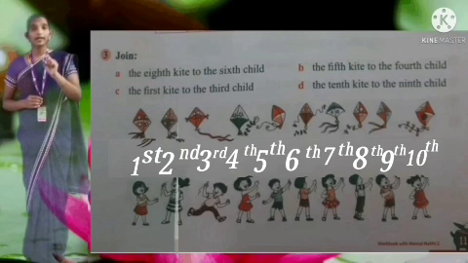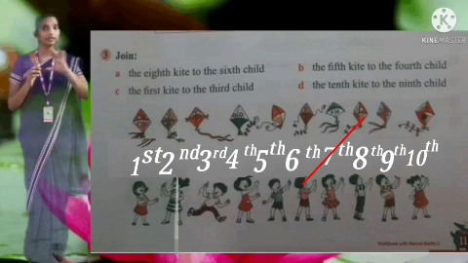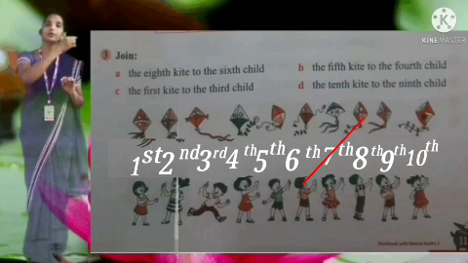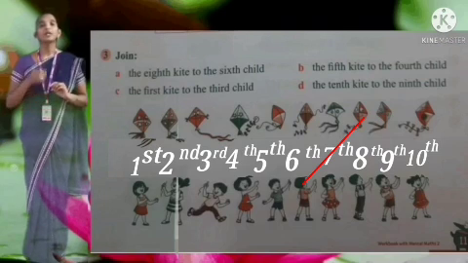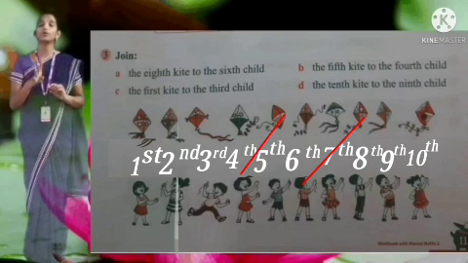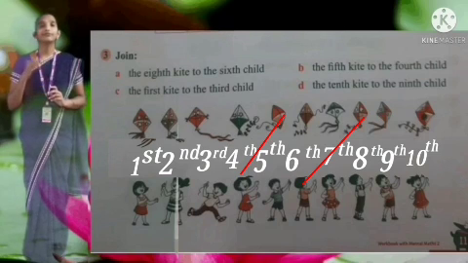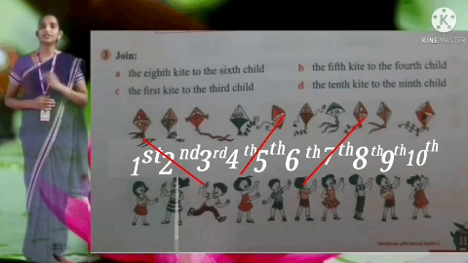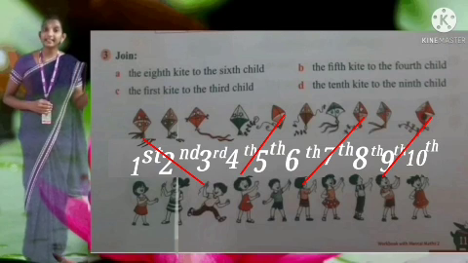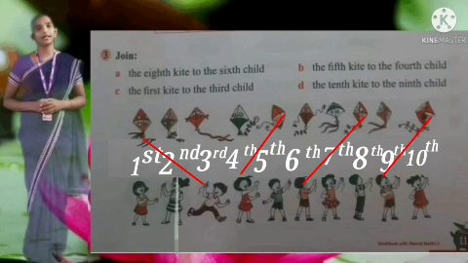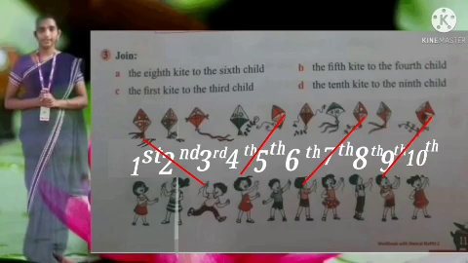We have to join the 8th kite to the 6th child. We have written the ordinal numbers. So now what are we going to do? 8th kite to the 6th child. Next B, the 5th kite to the 4th child. We are going to match it. Next C, the 1st kite to the 3rd child. And the last one D, the 10th kite to the 9th child. Yes. So now we are clear with ordinal numbers.